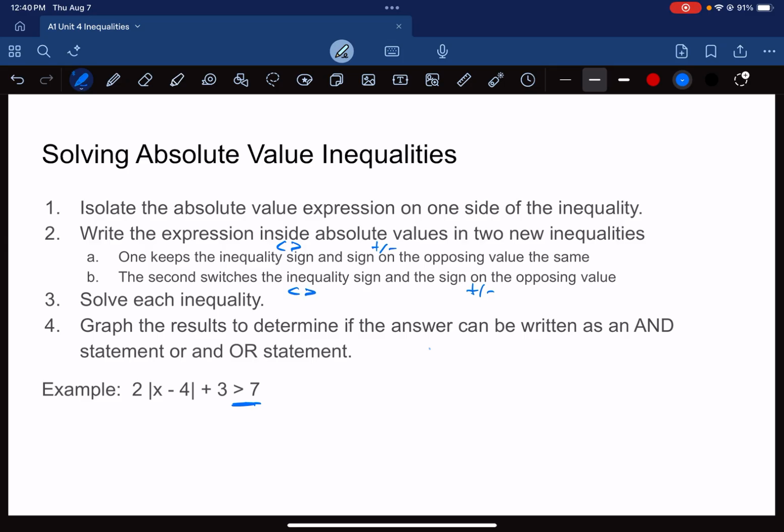So you then graph the results to determine if the answer can be written as an AND statement or an OR statement. Okay, so let's solve this one just as an example. So let's see here. There we go. Okay. So we're going to start by isolating, right, the absolute value portion. So I'm going to subtract 3 from both sides. I'm going to divide by 2.